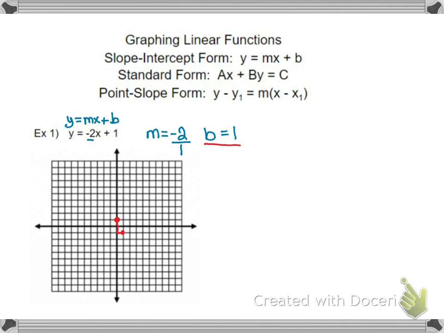And you're going to continue doing that. Go down 2, right 1, and put a point. Down 2, right 1, put a point. And then you can do as many points as you would like. The more points you have, usually the more accurate your line is, and then you can sketch your line. Remember that a line continues on in both directions infinitely, so we put arrows on the ends to show that the line continues in both directions. So that's how you're going to graph a line in slope-intercept form.